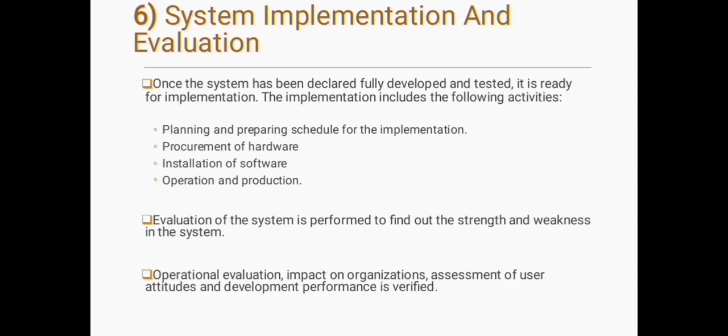Sixth phase is system implementation and evaluation. Once the system has been declared fully developed and tested, it is ready for implementation. The implementation includes the following activities: planning and preparing a schedule for the implementation, procurement of hardware, installation of software, operation and production. Evaluation of the system is performed to find out the strengths and weaknesses in the system. Operational evaluation, impact on organization, assessment of user attitude, and development performance are verified.